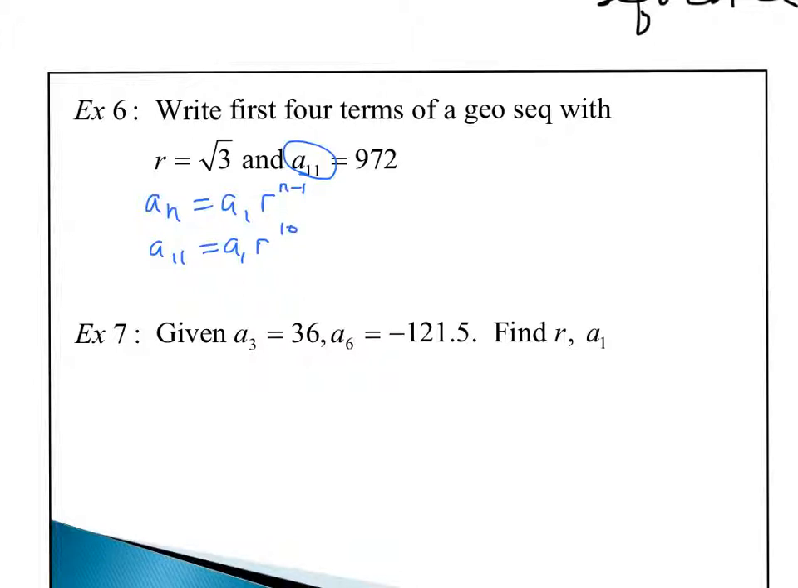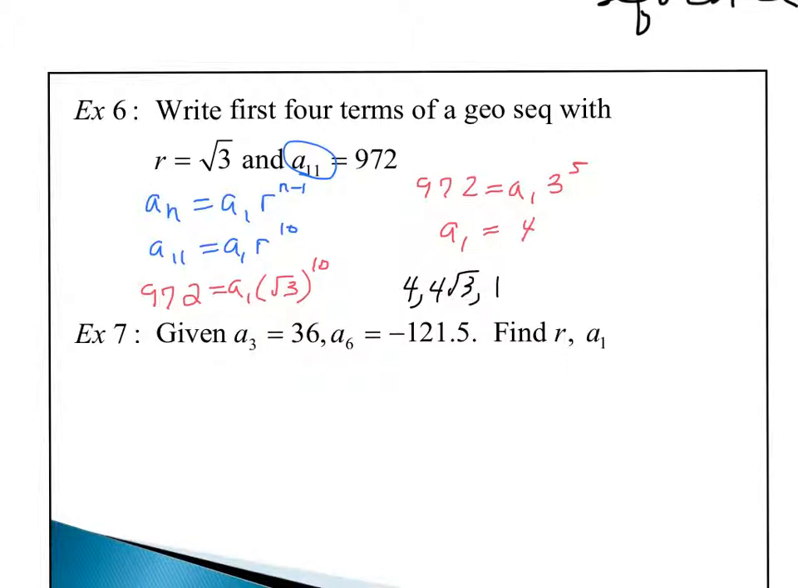And if we plug in what we know, a sub 11 is 972, and r is equal to square root 3. Alright, so if we go ahead and simplify this, square root 3 to the 10th power is really just 3 to the 5th power. So now I have 972 equals a1 times 3 to the 5th power. And if I divide, I can find that my first term is equal to 4. Since I know that my r value is root 3, then my first 4 terms are going to be 4, 4 root 3, 12, and 12 root 3.